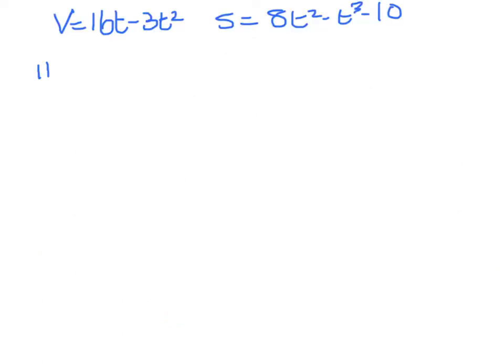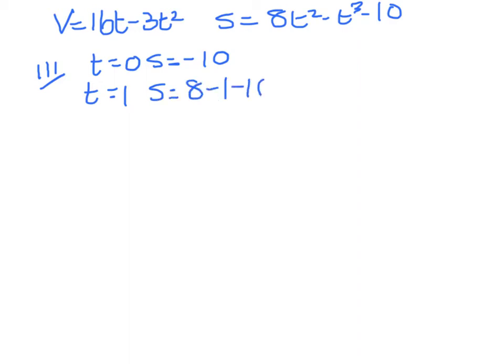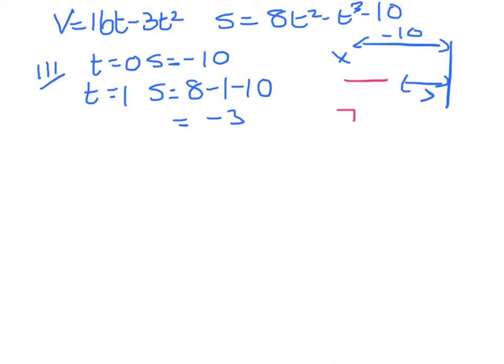Part 3, distance travelled. So when t equals 0, s equals minus 10. When t equals 1, s equals 8 minus 1 minus 10. So that is minus 3. So if we have a fixed origin, the particle has moved from 10 metres away to 3 metres away, so the particle has moved 7 metres.